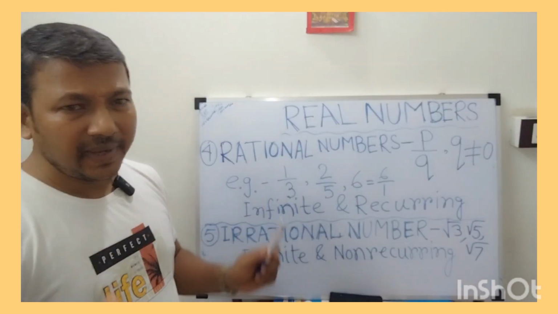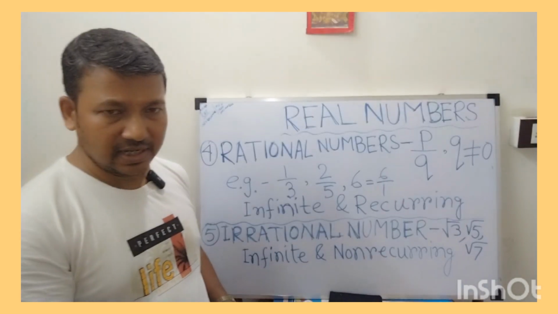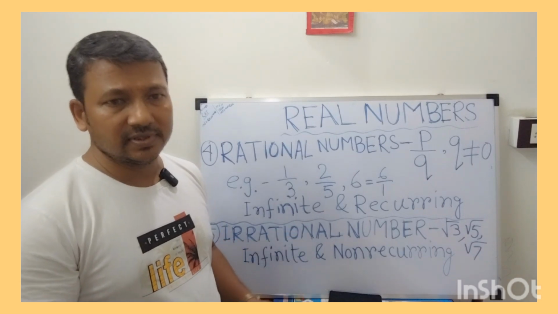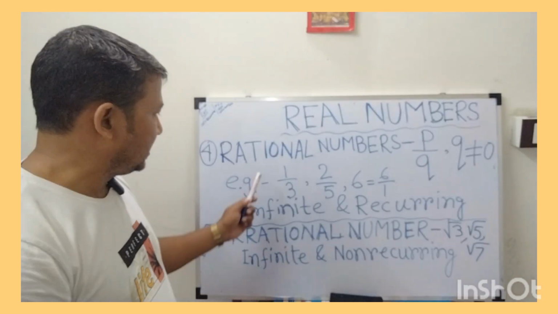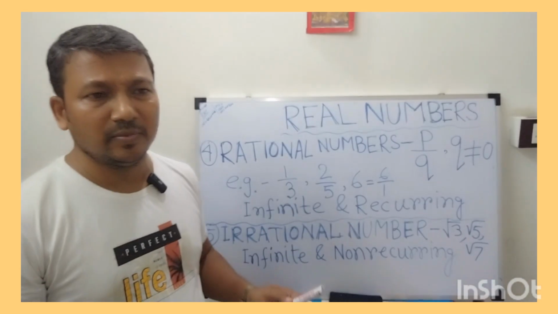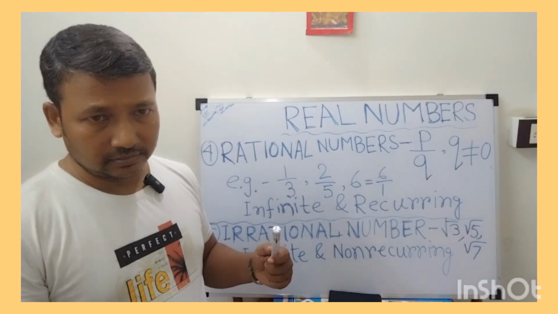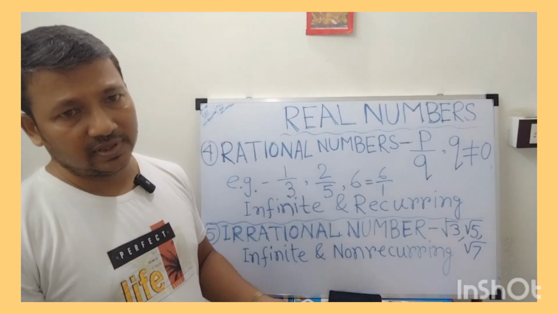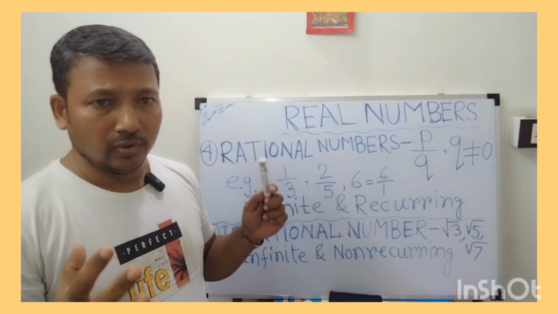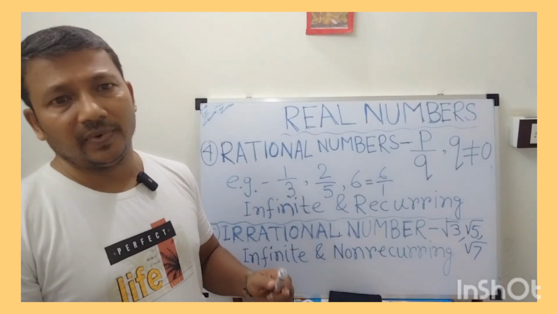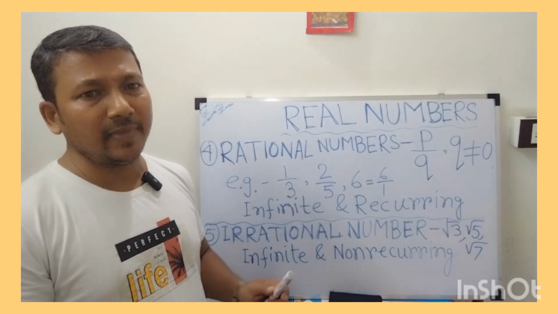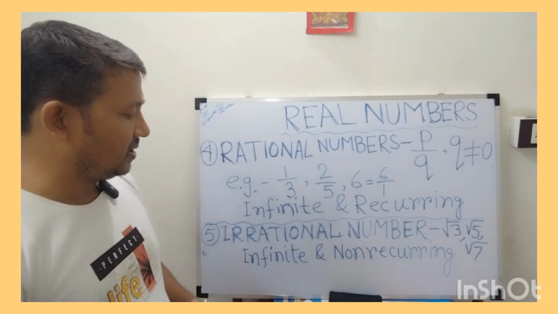So the 5 categories of numbers, that is natural numbers, whole numbers, integers, rational numbers and irrational numbers, all of these 5 categories of numbers make real numbers. That was the whole concept of real numbers of the class 9 mathematics chapter, real numbers.